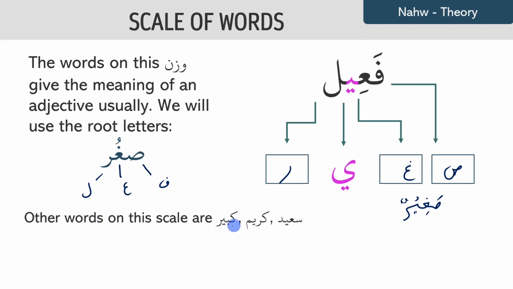Other words on this scale are, for example, kabir, which means big, kareem, which means generous, and sa'id, which means happy. Now, if you are able to recognize that fa'il is a scale and the fa and lam are the root letters, then it would be super easy to realize that the ya is extra. The ya in the word saghir is extra, and saghura are actually the root letters.